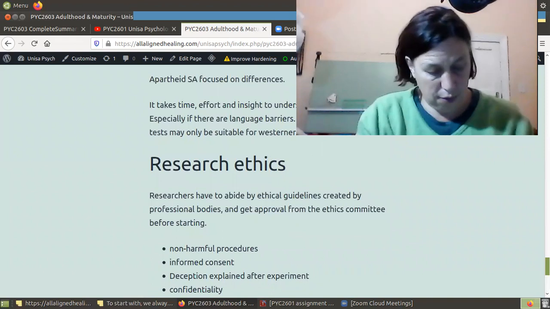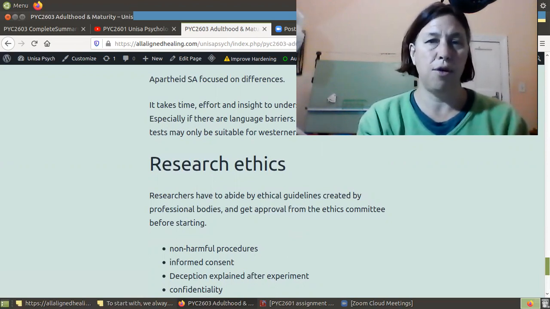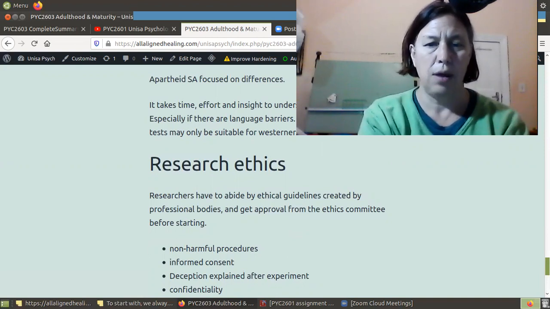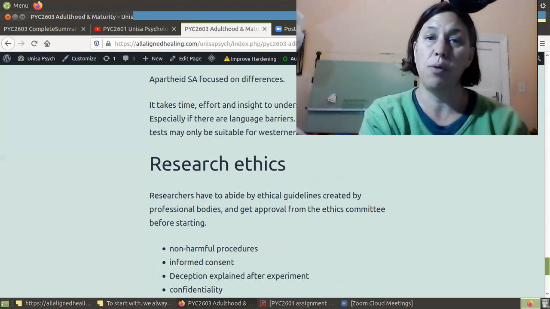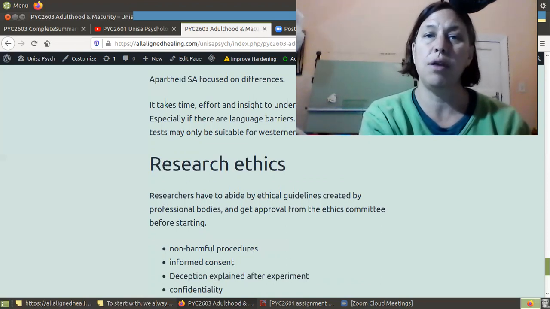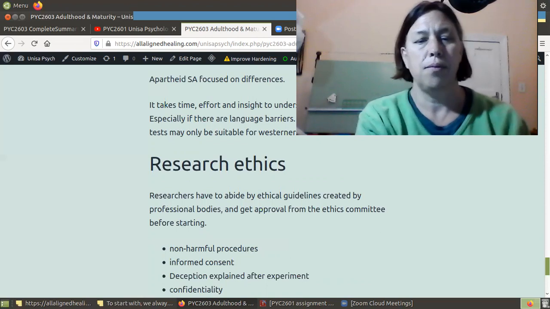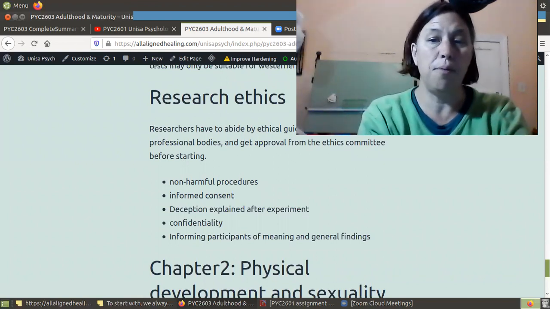Research ethics. Okay, these have evolved over time, but in general, the principles are that researchers have to abide by ethical guidelines created by professional bodies and get approval from the ethics committee before starting their research on people or animals. Some of the basic principles are that procedures should not harm the participants, that they should give consent, and that consent should be informed. They should know what they're consenting to. If there is a need for deception during the experiment, it needs to be explained to people after the experiment. And of course, confidentiality. Participants should be informed of the meaning of the research and the general findings of the research.